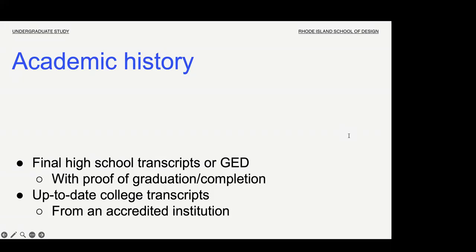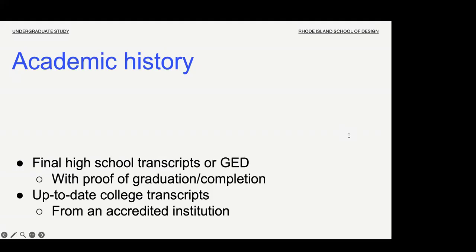So typically, what that looks like is you'll reach out to your high school and ask them for your final high school transcript. On it, it'll have a date of graduation. If you took the GED or if you graduated high school a long time ago, perhaps, you can always reach out to us to arrange what that might look like. And then we do need to see up-to-date college transcripts.